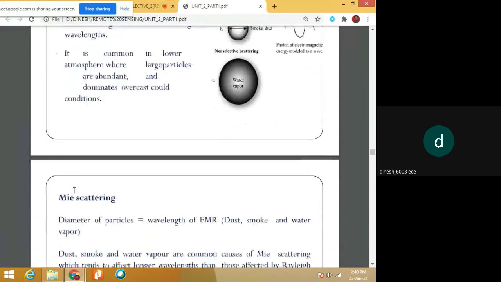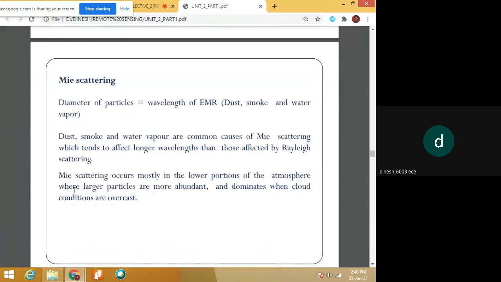We'll see the Mie scattering first. The diameter of particles would be equal to the wavelength of the electromagnetic radiation due to dust, smoke, and water vapors. So these dust, smoke, and water vapors are the common cause of Mie scattering, which tends to often affect longer wavelengths than those affected by the Rayleigh scattering. So the Mie scattering occurs mostly in the lower portions of the atmosphere.